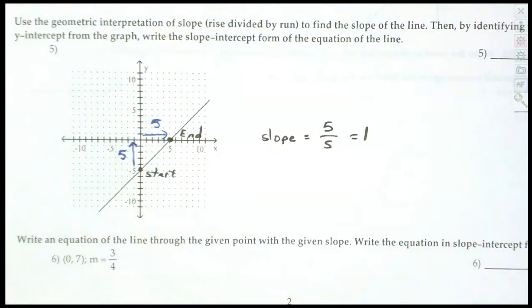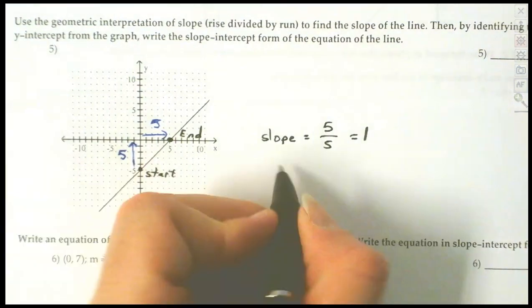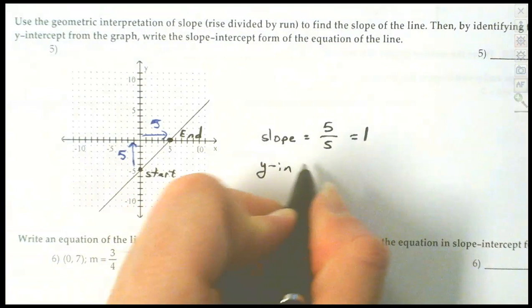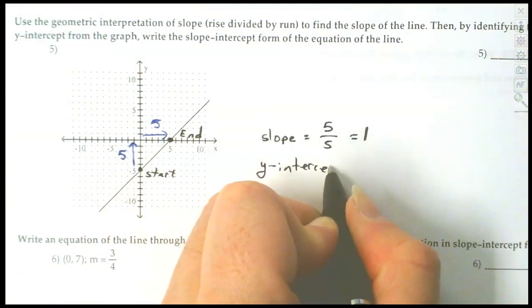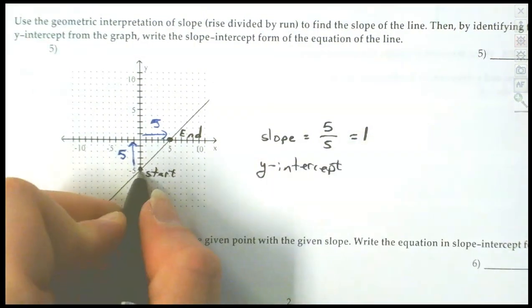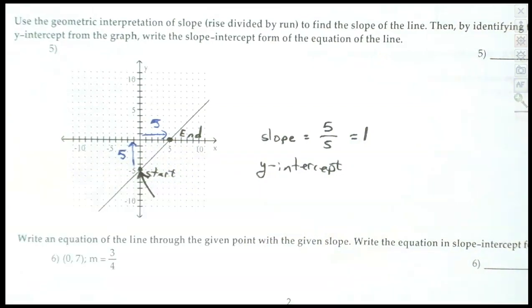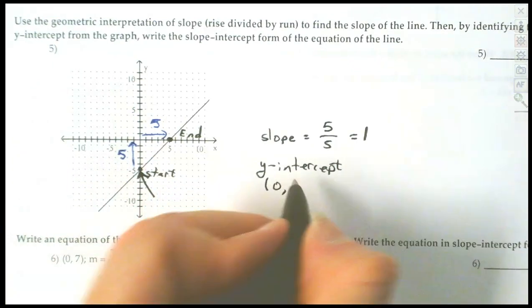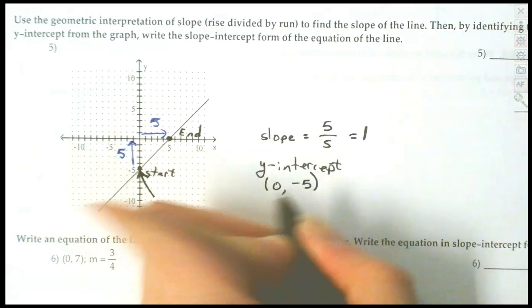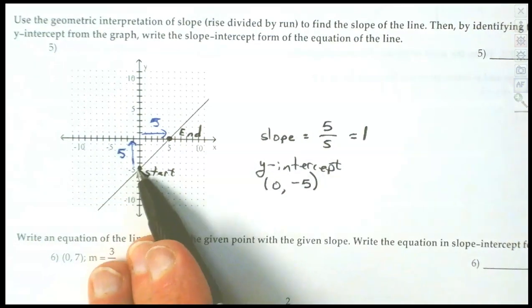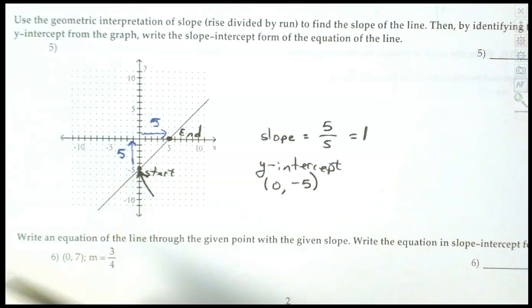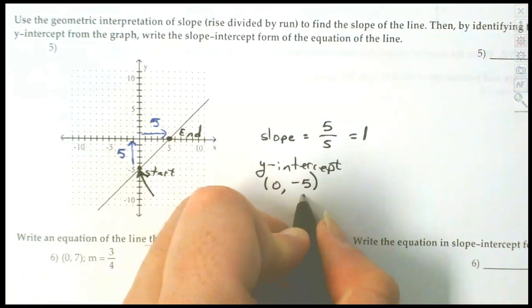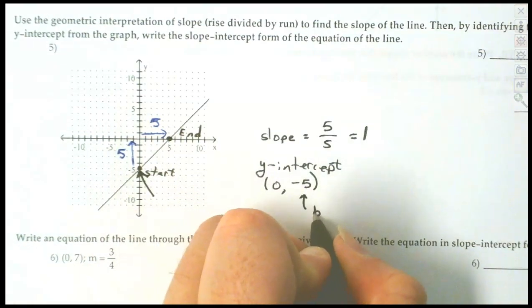Now, what's my equation going to look like? Well, we have a slope. I also need my y-intercept. And as an ordered pair, my y-intercept would be right there. My y-intercept would be 0, comma, -5, right? Because that's where it's at, 0, negative 5. And since this is your y-intercept, remember, this is your b.